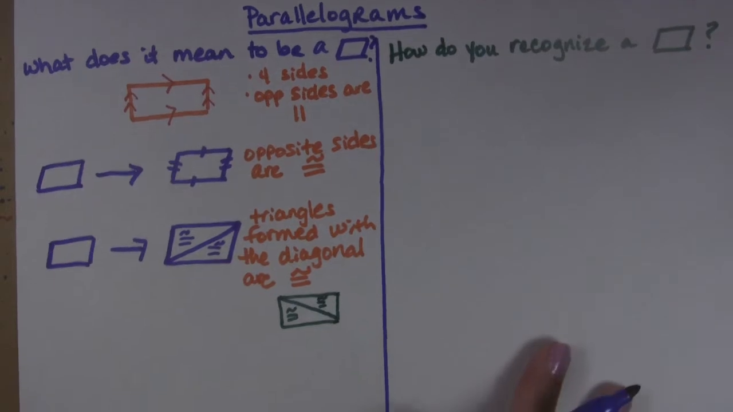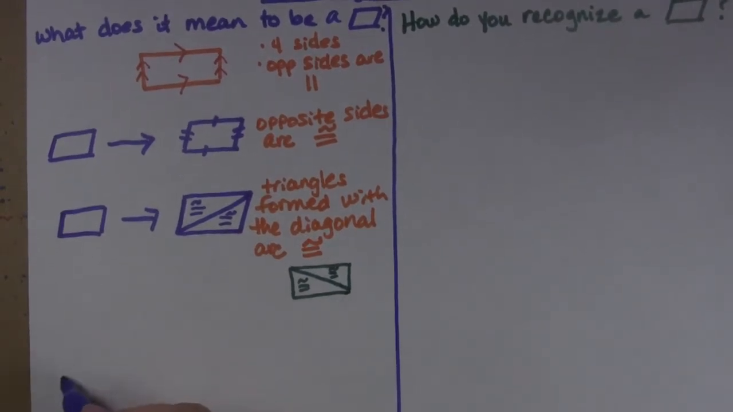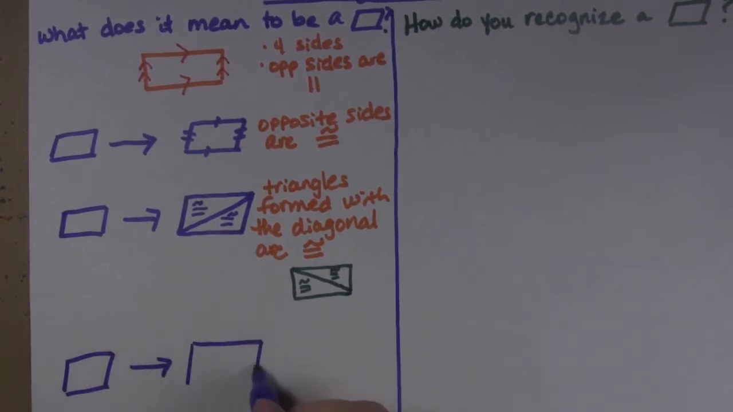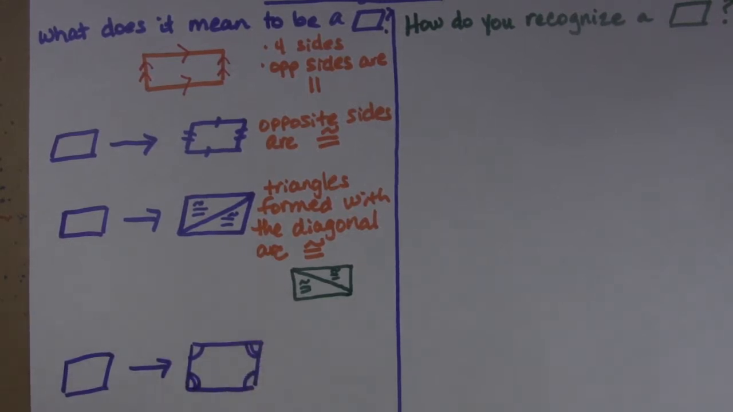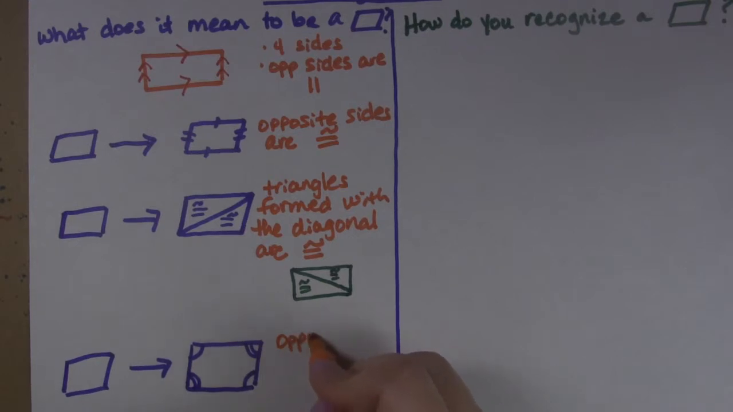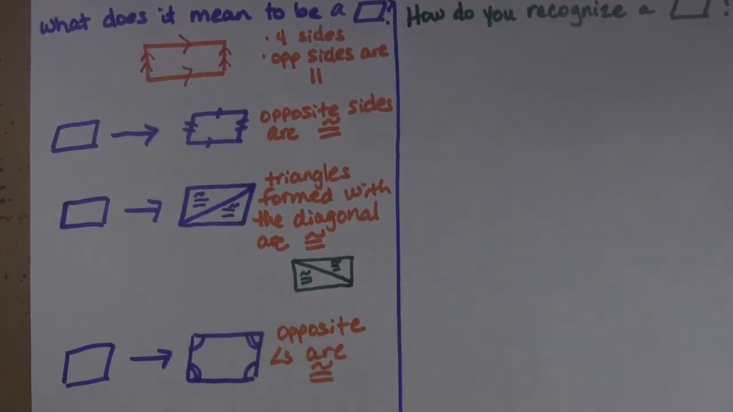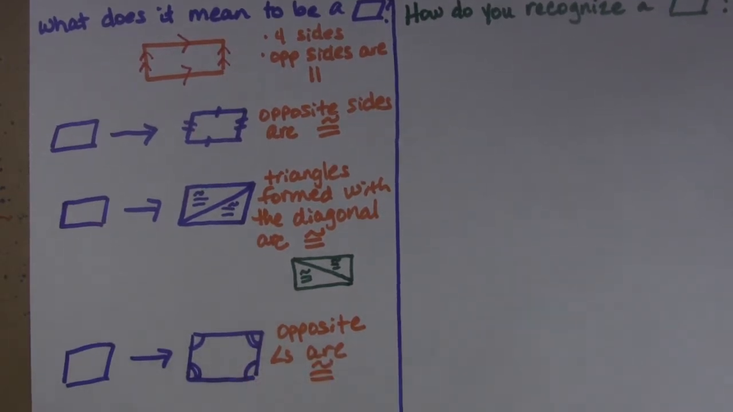either way you draw your diagonal, if you have a parallelogram, you know that those two triangles are going to be congruent. And finally, the last thing that it means to be a parallelogram is, if you are a parallelogram, then we know that this is also true. We know that opposite angles are congruent. The opposite angles are congruent. So that's a good thing to know.